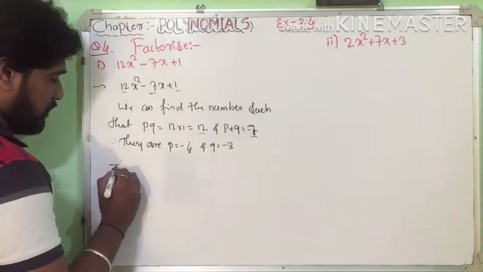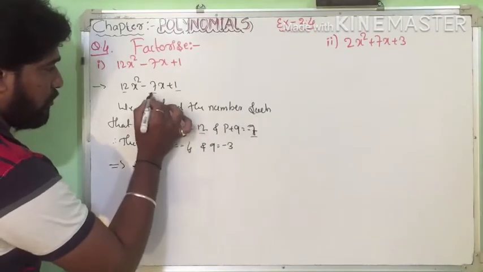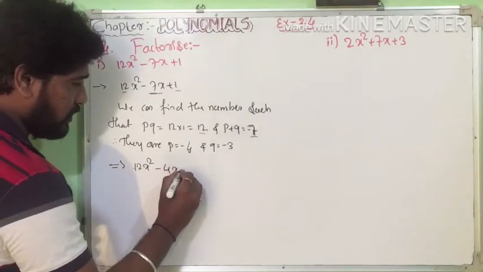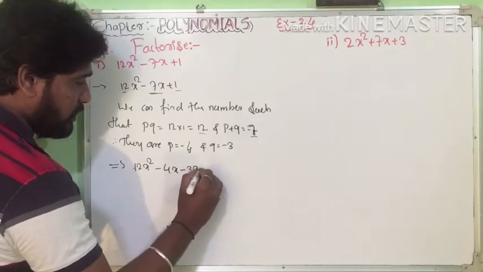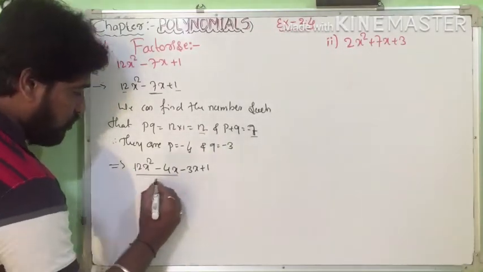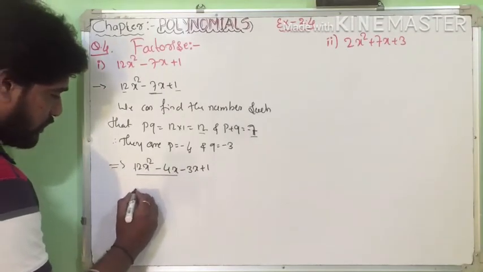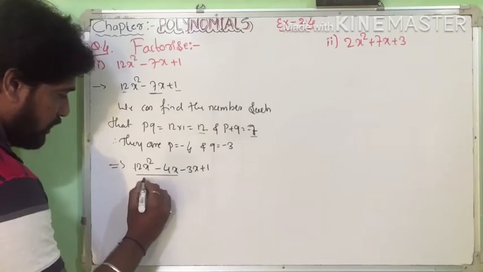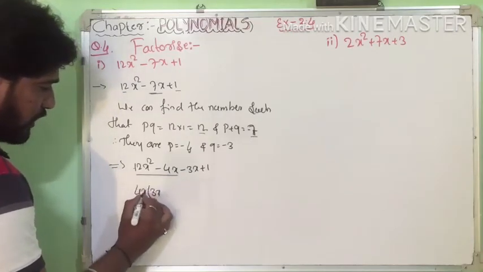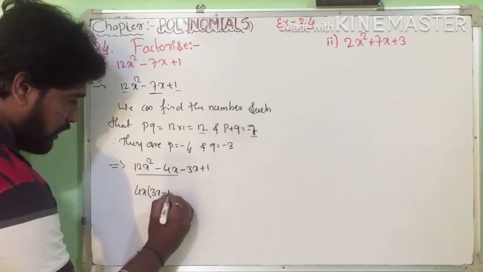Then write down the given equation: 12x square, and we split that 7 as minus 4x minus 3x plus 1. Is it clear? In these first two terms I will take a common factor, x is there on both sides and also 4 is there. So 4x common, then remaining 3x. 3 into 4 is 12, x into x is x square.